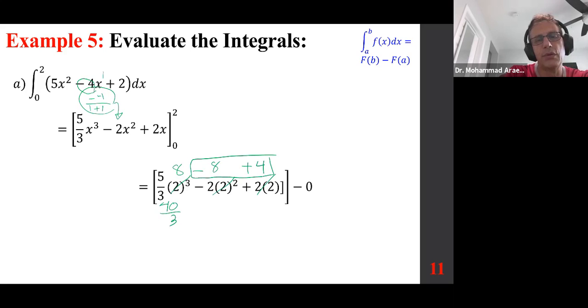Minus 8 plus 4 gives you minus 4. Take a common denominator. The answer becomes 28 thirds.